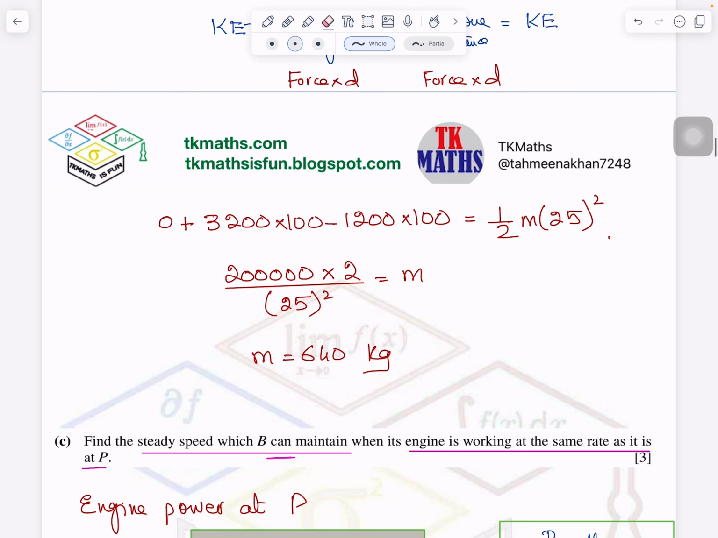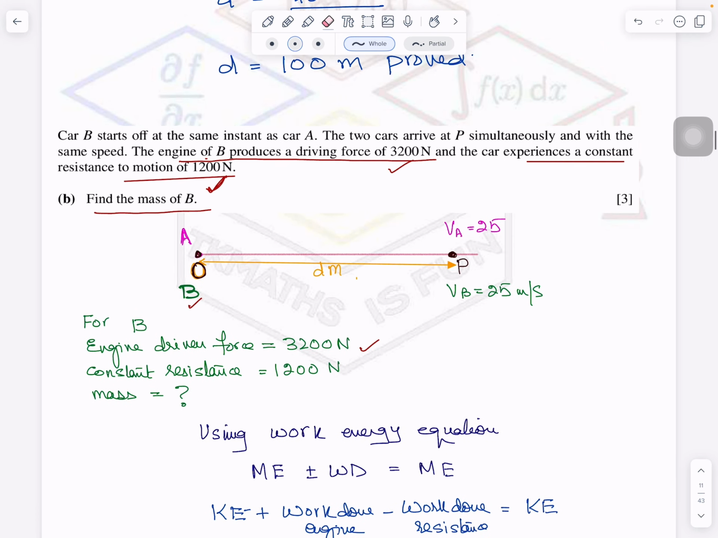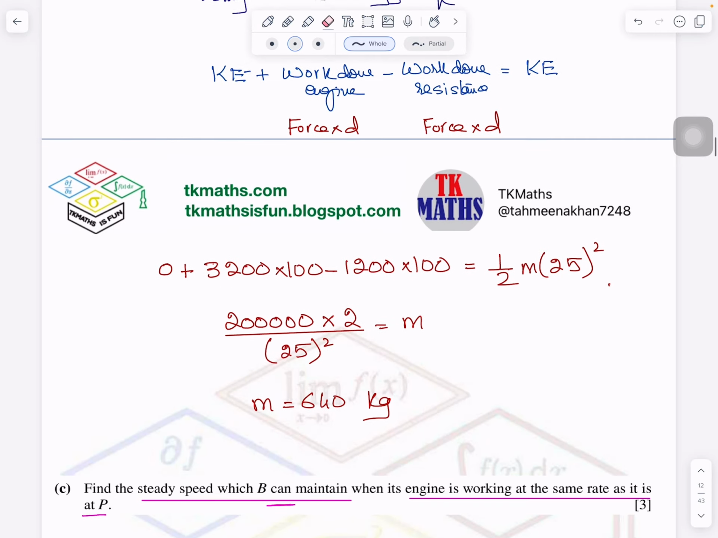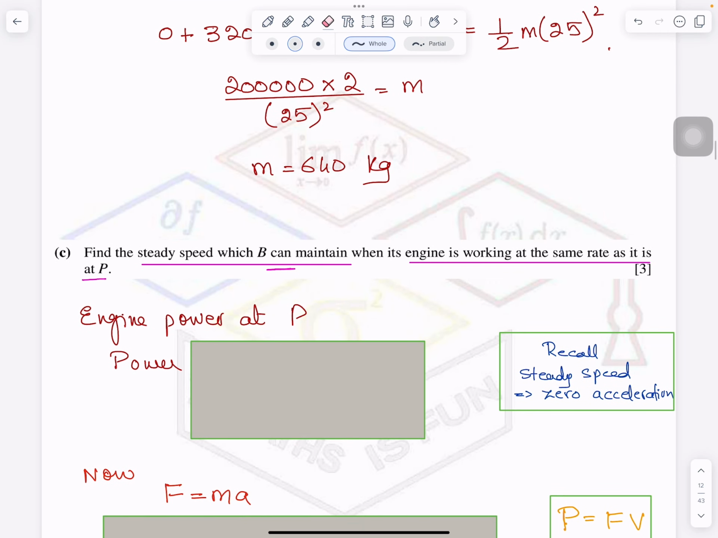Now this part C is actually a little challenge for students. Parts A and B were okay. Find the steady speed. Now you know when the cars are going from O to P, they were accelerating, right? They had the same speed, but of course it was a racing track, so they were going faster. Now what is it saying here? Find the steady speed which B can maintain. Now they are talking about a certain speed for B which it can maintain if the engine is working at the same rate as when it reaches P.